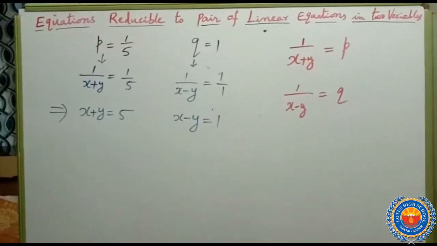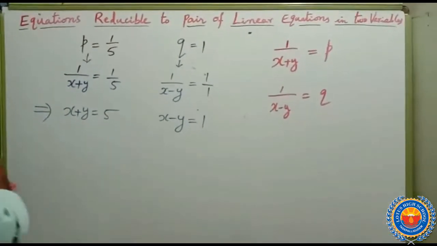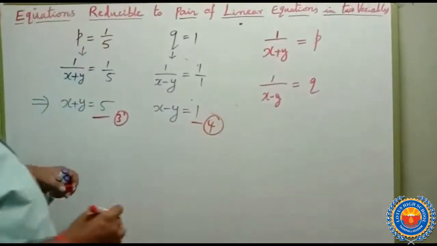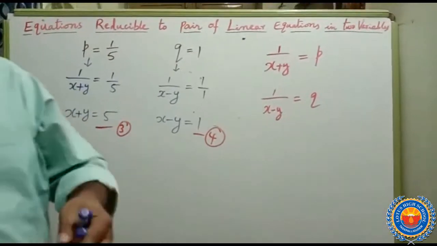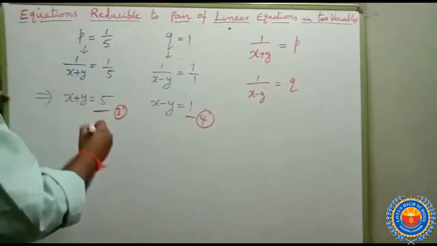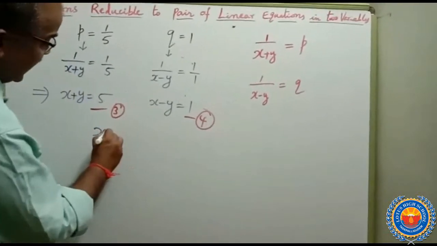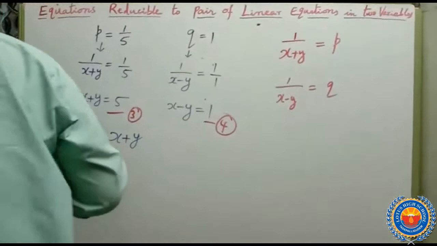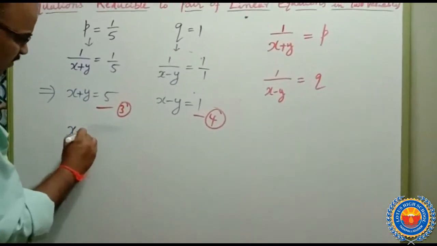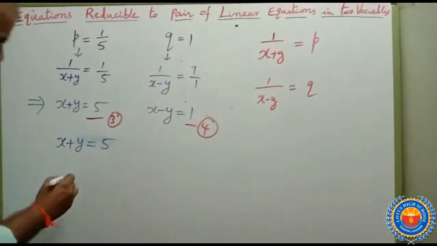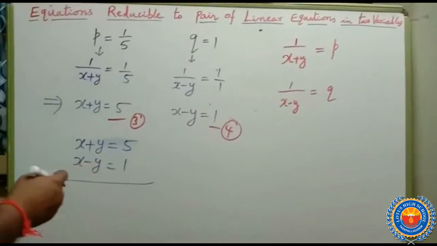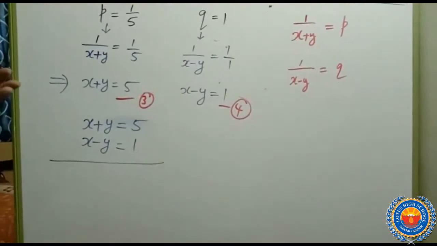Now these are equations 3 and 4. Again we have to solve these two equations by using any method. So I use the elimination method only. Here x plus y is equal to 5 and x minus y is equal to 1. No need to multiply with any constant, because the numerical coefficients are equal.